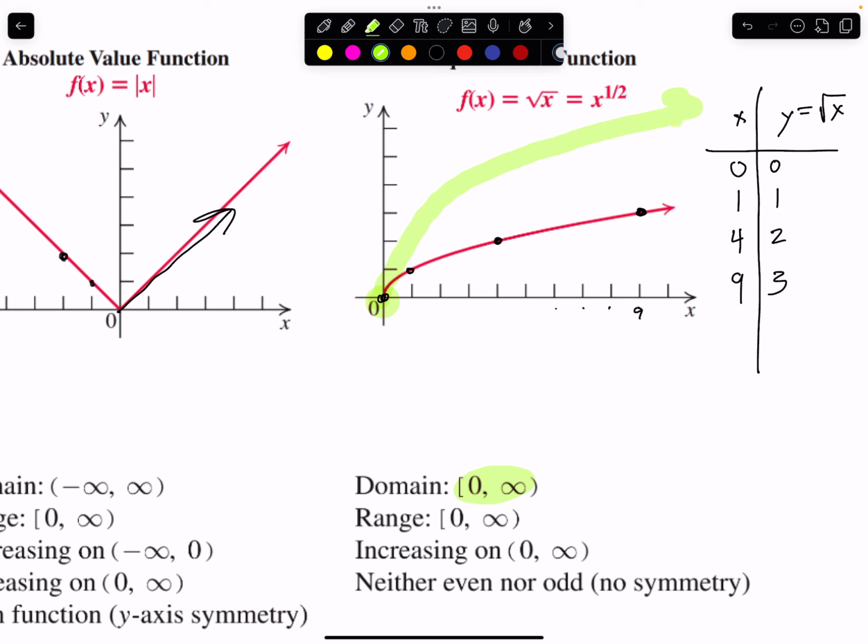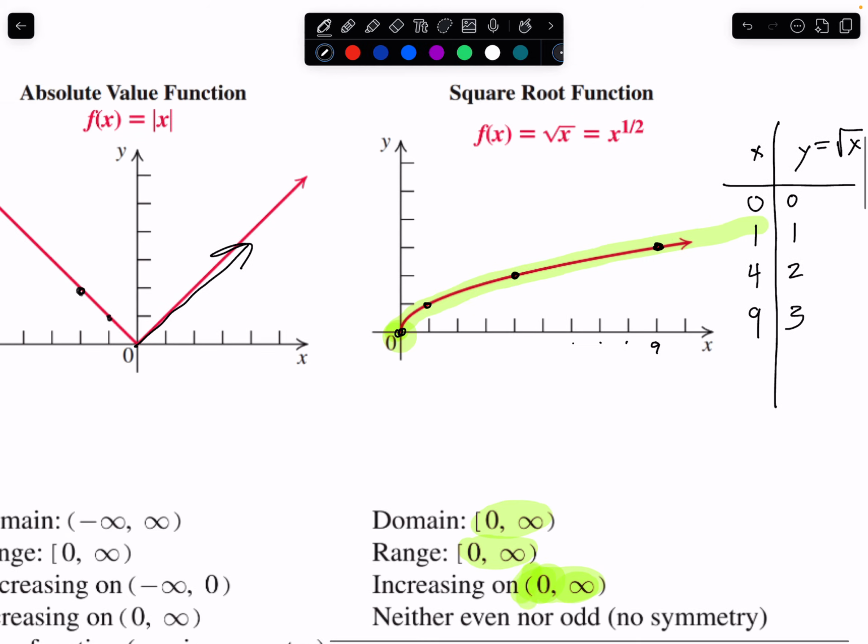Range also doesn't go below 0, but then it goes upwards forever. I know it's a slow increase, but if you continue going, you're getting higher and higher. So you can go as high as you want. So 0 to infinity for the range as well. It's going up as you read from left to right. It's going up the whole time. So it's always increasing from 0 up to infinity. Remember, we don't include the boundary points for increasing or decreasing. So this one is an open parenthesis.